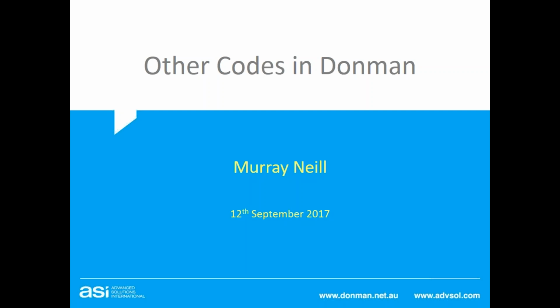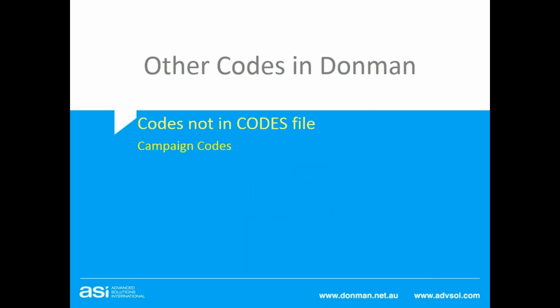And in the first webinar that we did in the series, we looked at how to do that for those specific codes on the donor record. Please note that there are some other things that we call codes that don't exist in the codes file, and some of those things are, for instance, the campaign codes, and we've done webinars on campaign codes before, but they are in their separate file called the campaign file.